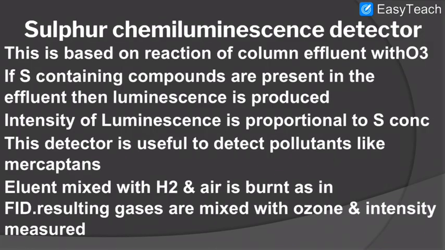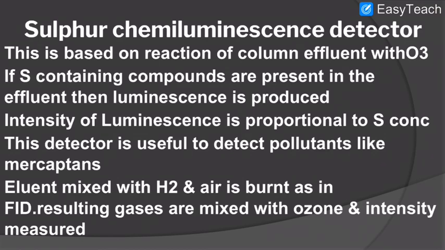The next one is the sulfur chemiluminescence detector. This detector is basically useful for the detection of sulfur compounds. What happens is that if you have a sulfur compound and you burn it in the presence of oxygen, then it gives luminescence. What you get is chemiluminescence, because a reaction between oxygen and the sulfur compounds takes place, and the intensity of the luminescence is proportional to the sulfur concentration in the compound. The more sulfur present, the more luminescence is produced, and that way you can detect the compound.